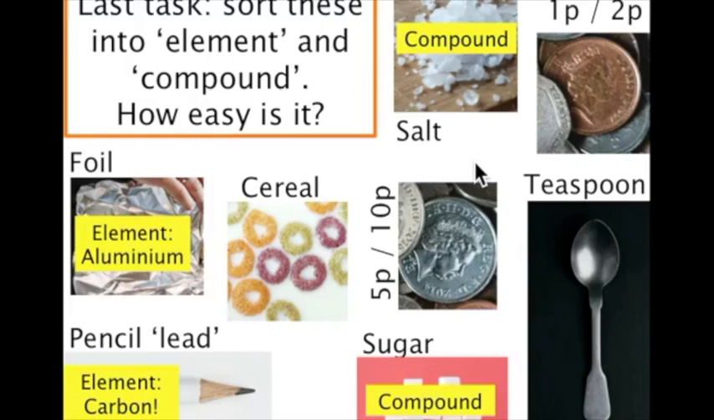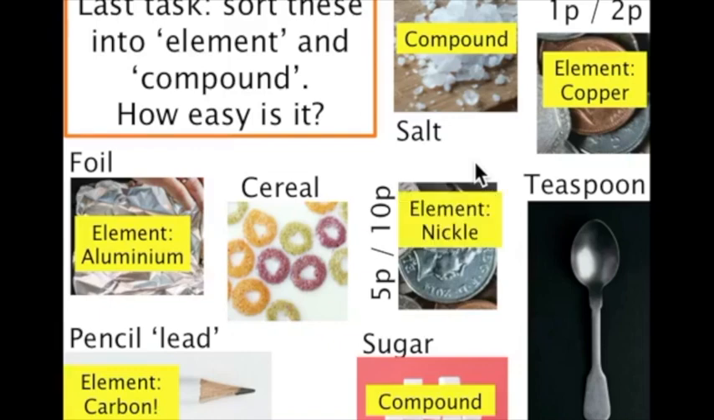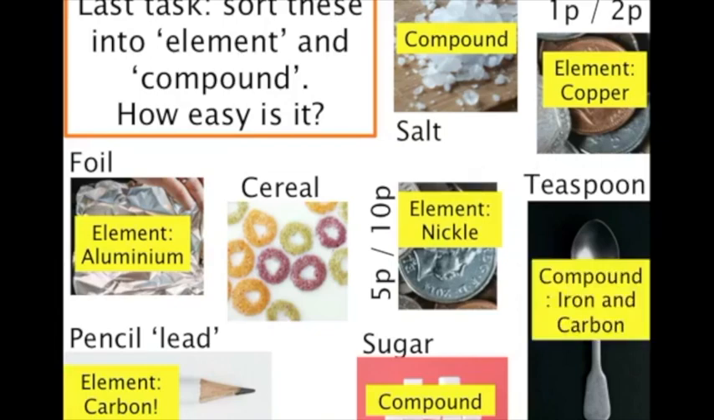Salt is a compound, as we've seen. Sugar, you might have guessed, because it's quite similar to salt, so crystal is also a compound. One piece and two piece are coated in copper. There is something else underneath, but what you see is an element. And five piece and 10 piece, they're coated in nickel, which is an element. And teaspoons, that's a compound, iron and carbon mixed together. So iron, good strong metal, and carbon to make it even stronger, which all together you call steel. And cereal, well, as we've seen, there's loads of stuff in cereal, but it is a compound.